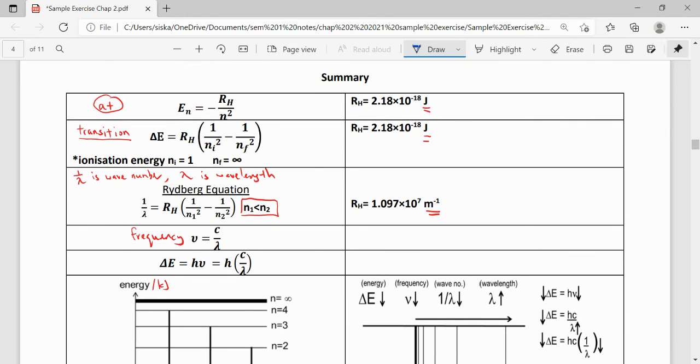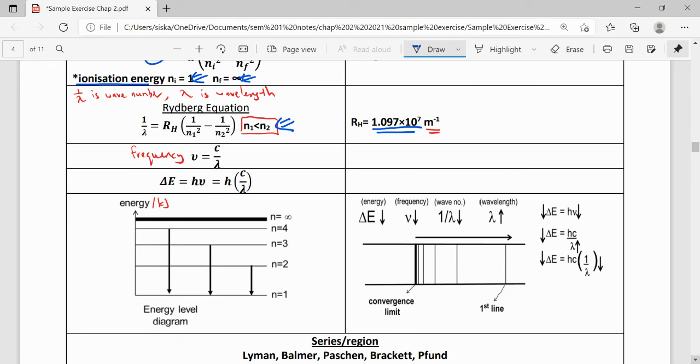Okay, so summary. If you see the word energy at, you have to use this formula. If it's a transition, then you have to use the energy formula and see the change of sign, and use infinity and level 1 for ionization energy. For wavelength, you can use the Rydberg equation, but remember to label n1 less than n2. And be careful because we have two Rydberg equations: one is for energy, joule, and one is for wavelength, meter.